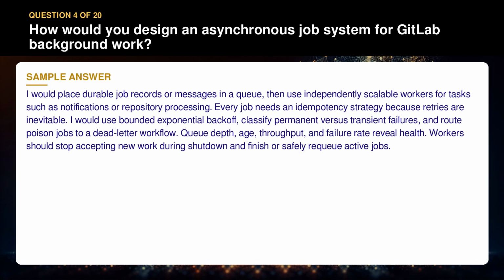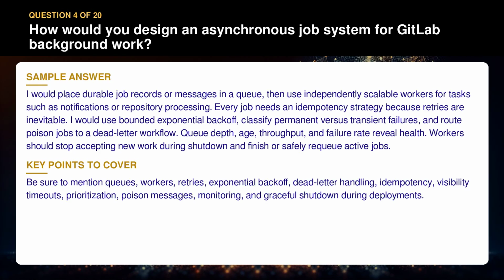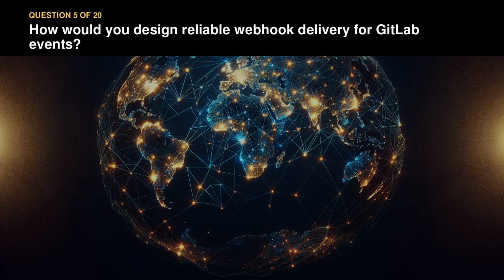Queue depth, age, throughput, and failure rate reveal health. Workers should stop accepting new work during shutdown and finish or safely requeue active jobs. Be sure to mention queues, workers, retries, exponential backoff, dead letter handling, idempotency, visibility timeouts, prioritization, poison messages, monitoring, and graceful shutdown during deployments.